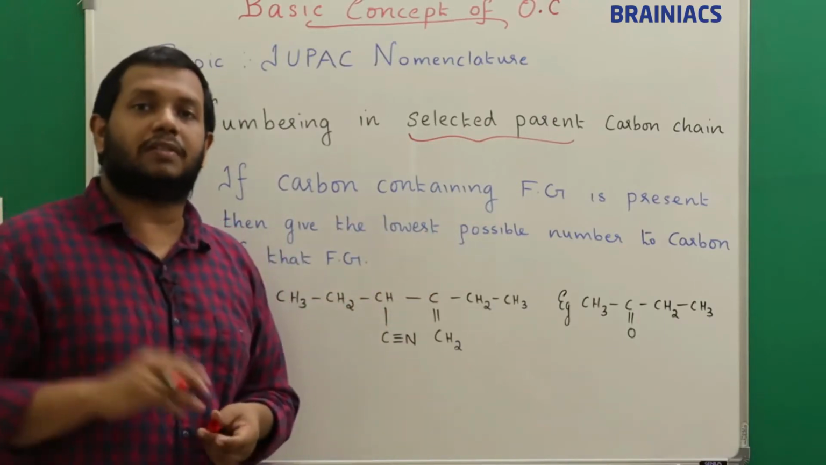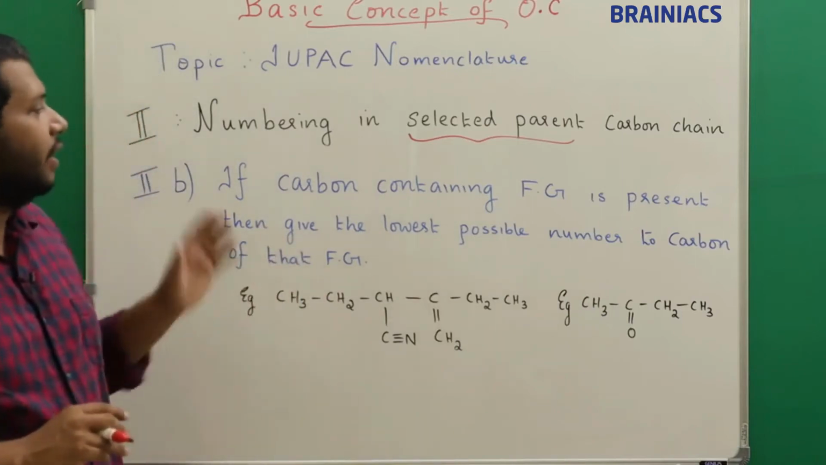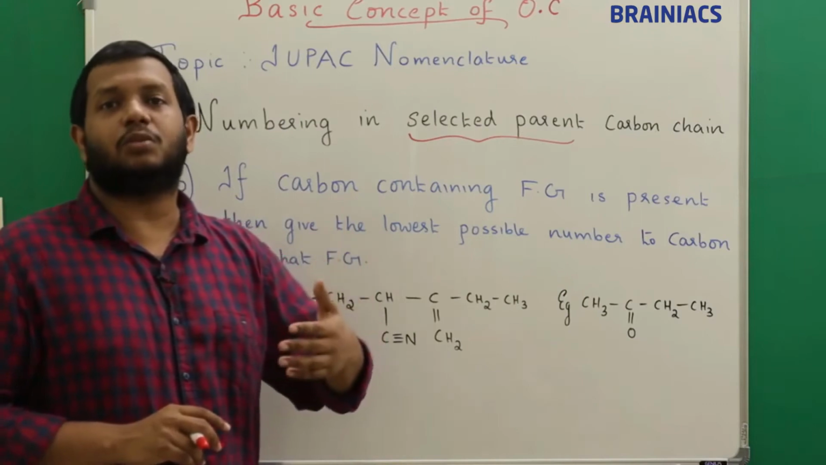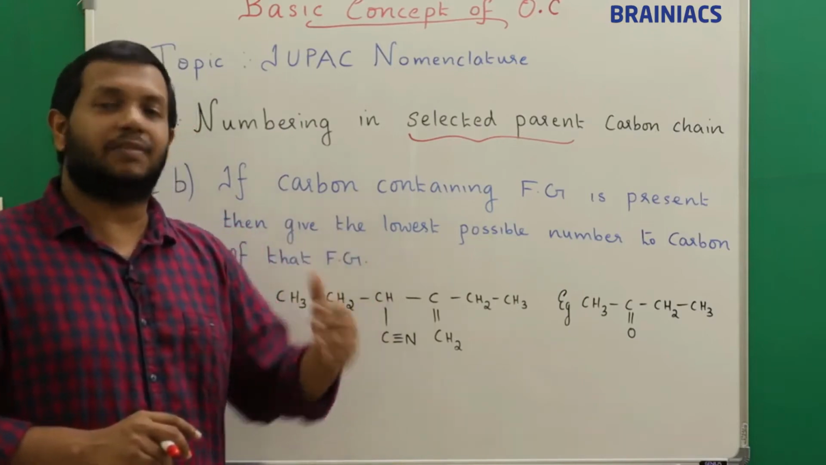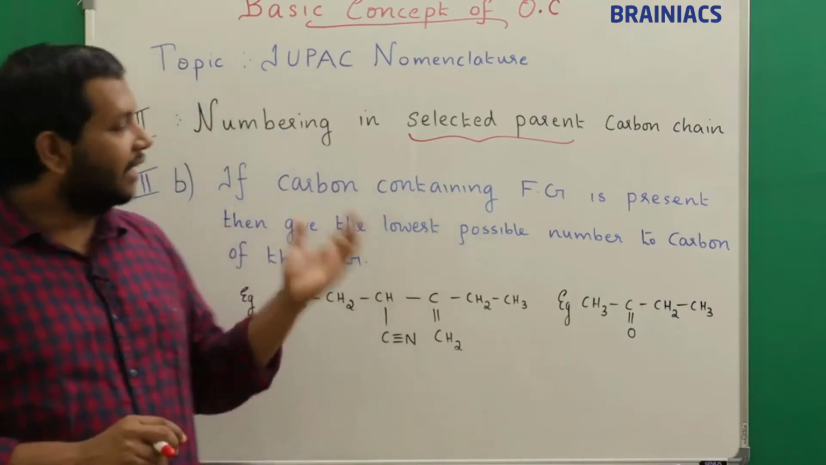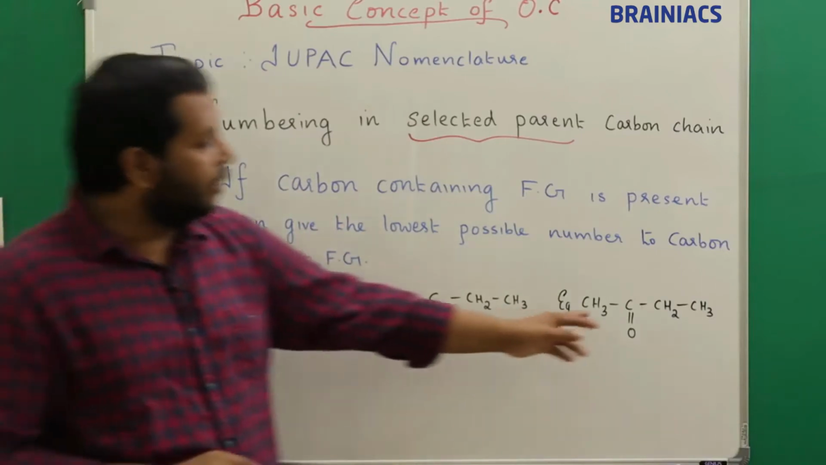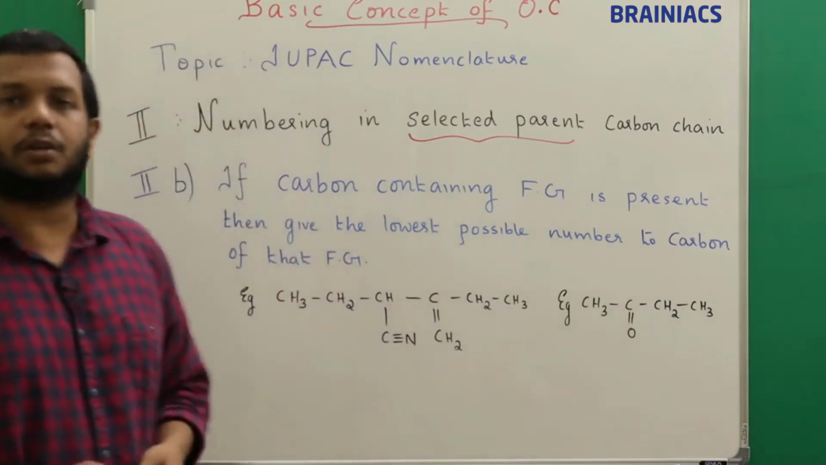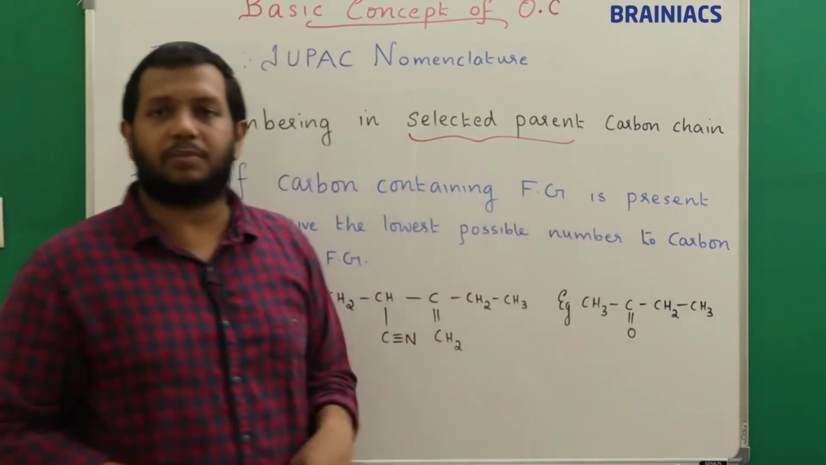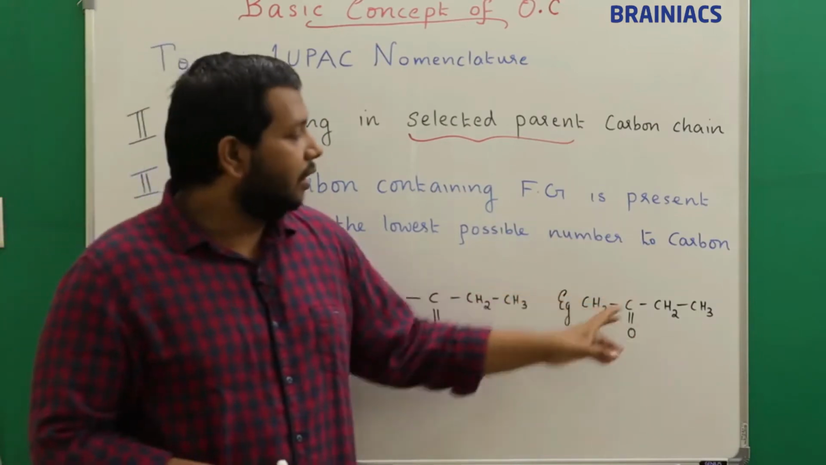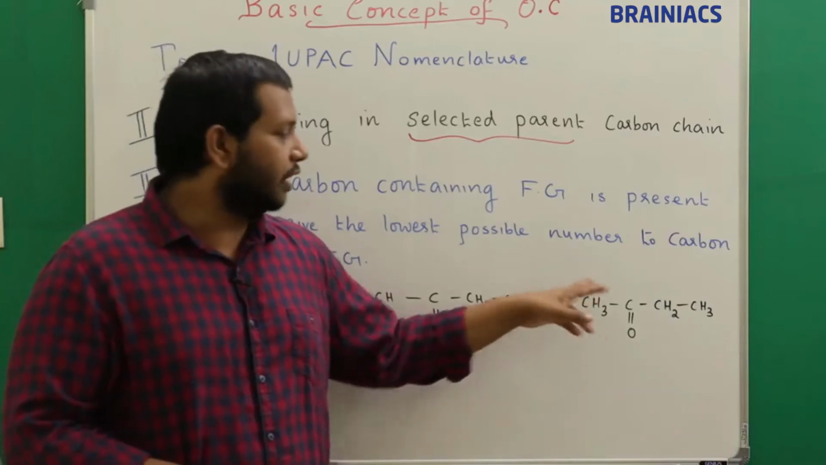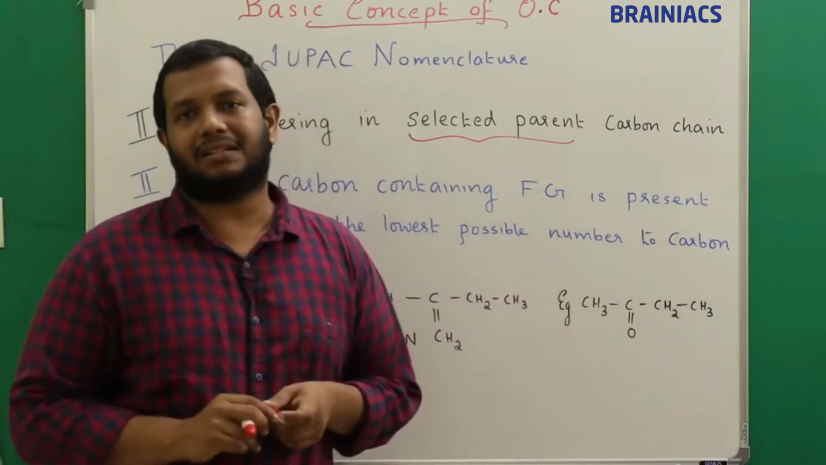So here there are two cases. Most of the time when a carbon containing functional group is present, we will try to choose the parent chain in such a way that we start from that particular functional group. But there can be a special case where the carbonyl group, a carbon containing functional group, always lies between two other carbon atoms. So we cannot start or choose the parent carbon chain from this carbonyl group. We should choose either from the left or from the right.